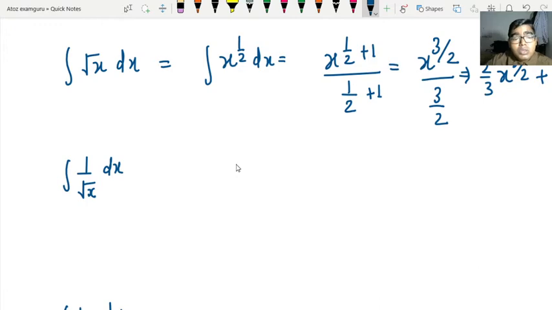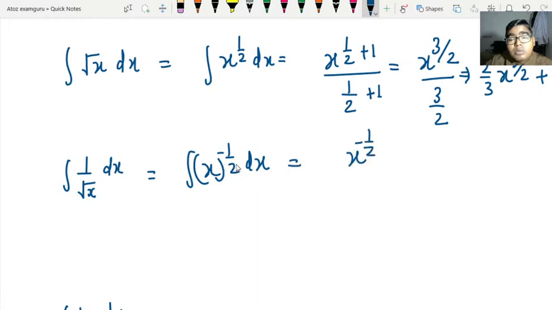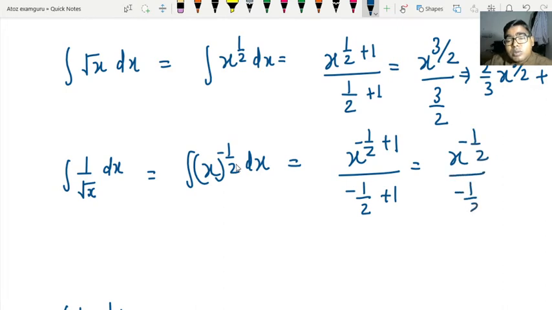Right friends? So let us see, in this question it is 1 upon root x. So if you write it as x to the power minus 1 by 2 dx, then x to the power minus 1 by 2 plus 1, so x to the power 1 by 2 upon 1 by 2 plus constant of integration, that is 2 into root x plus constant of integration. Right friends?